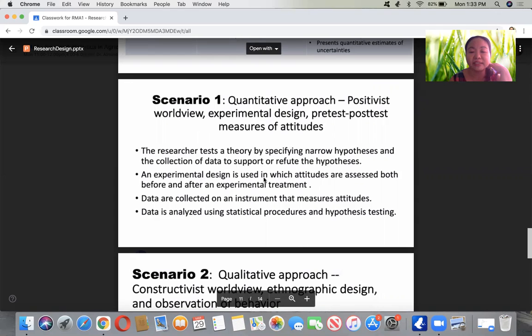And experimental design is also used in which attitudes are assessed both before and after experimental treatment. And the data are collected on an instrument that measures the attitudes, like the plant height, the yield, the fruit weight, and so on. And data is analyzed using statistical procedure and hypothesis testing.